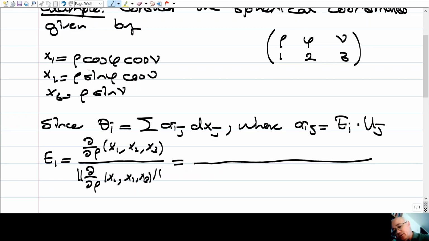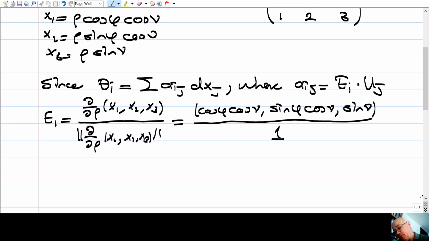The derivative of this with respect to rho is just cosine phi cosine nu, sine phi cosine nu, and sine nu, and then the norm of this. What is the norm? Square of this one plus square of this one will give me cosine squared nu, and then square of this one, which is sine squared nu. So in total they will give me just 1. Therefore E1 is just this vector.